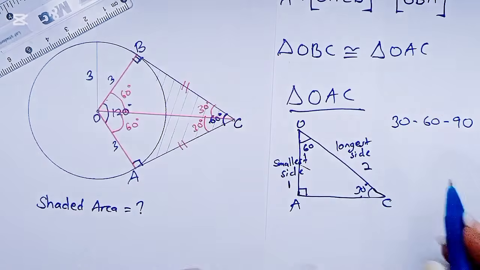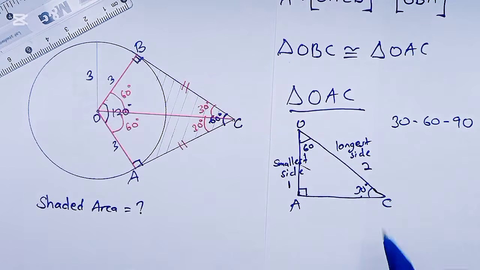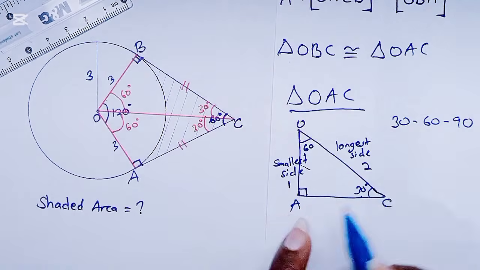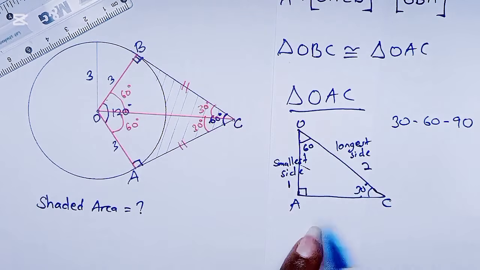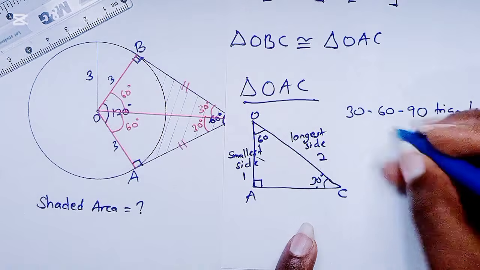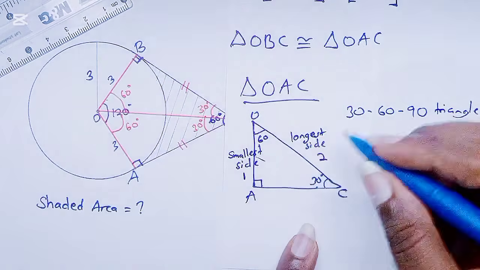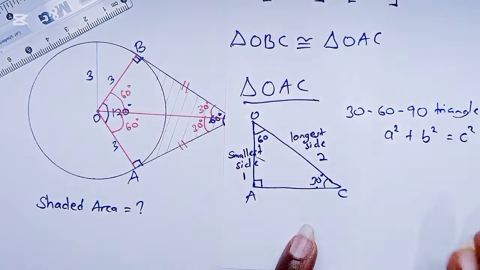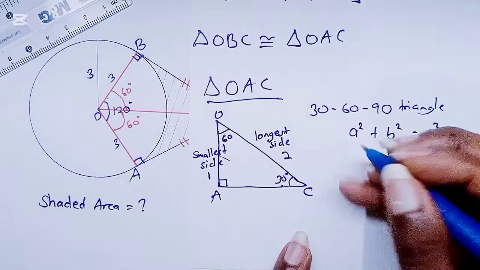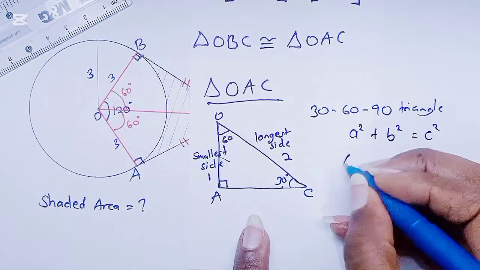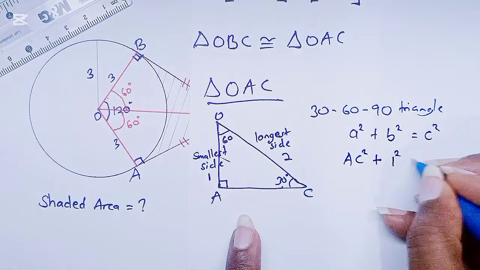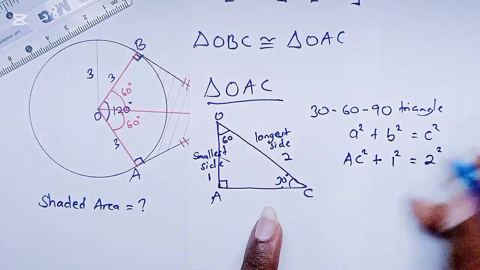So the longest side is just double of the smallest side. So if this is 1, this will be 2. So if this is 1 and this is 2, we can find this side, what it equals to. So for AC, using Pythagoras theorem, since it's a right triangle, a squared plus b squared is equal to c squared. And our a is AC, so AC squared plus our b is 1, so 1 squared is equal to our c, which is 2 squared.